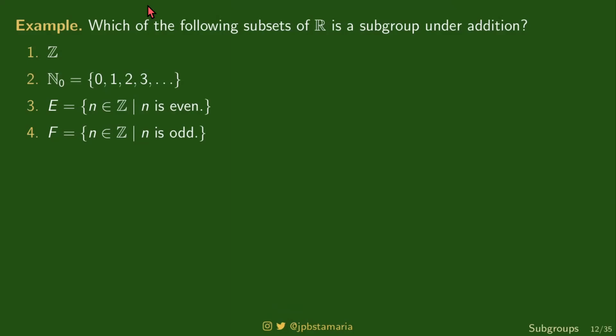Ano bang ibig sabihin natin ng inverse in the context of this group? Kasi addition tayo, so ang inverse natin ay negative. Ang tanong, ang negative ba ng mga integer ay integer pa rin? Yes. Kaya si Z is a subgroup of R. I mean, the set of integers under addition forms a subgroup of R.